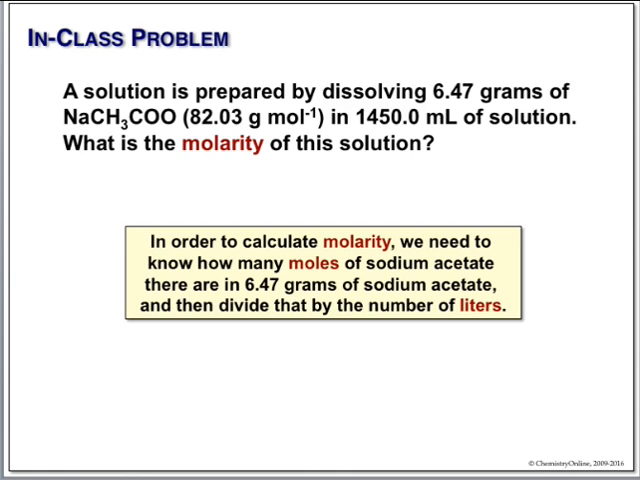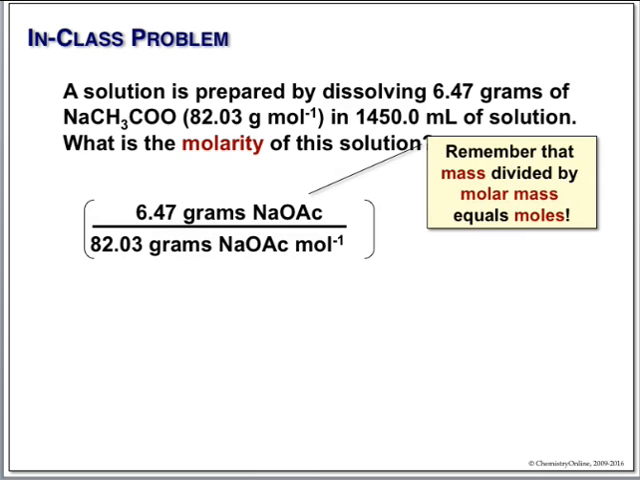Mass for sodium acetate, and we have a molar mass for sodium acetate. Mass divided by molar mass is the same as moles. We have 1450 mL. This must be in liters, so we divide by 1,000, and we have 1.45 liters. Just like before, grams of sodium acetate will cancel. Per mole will come up top.